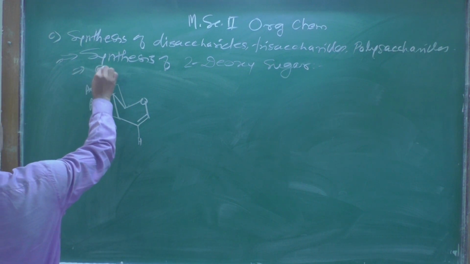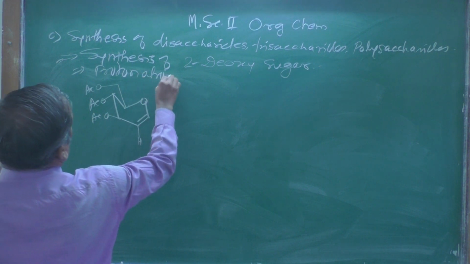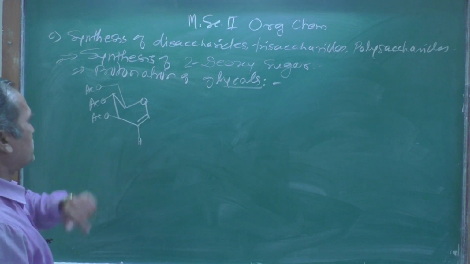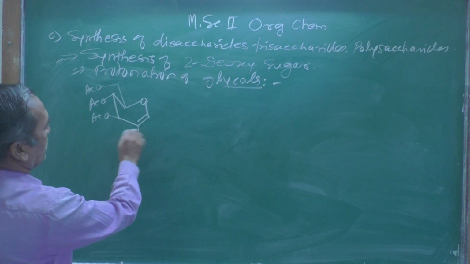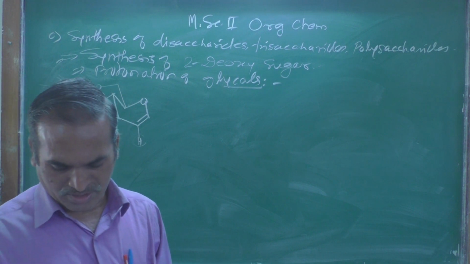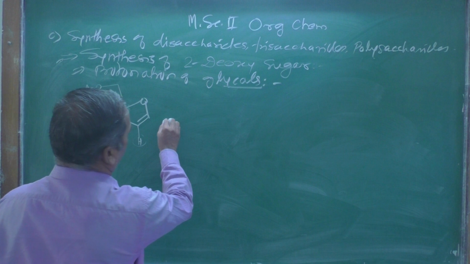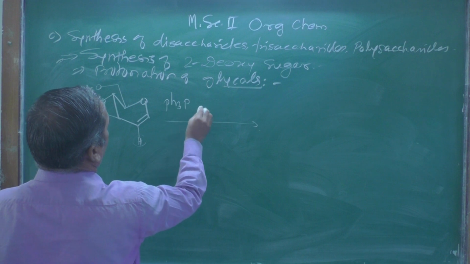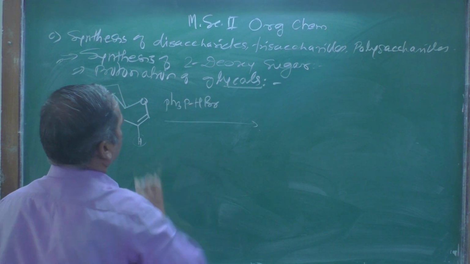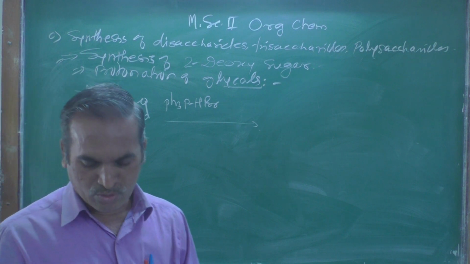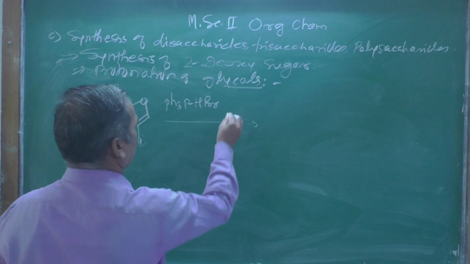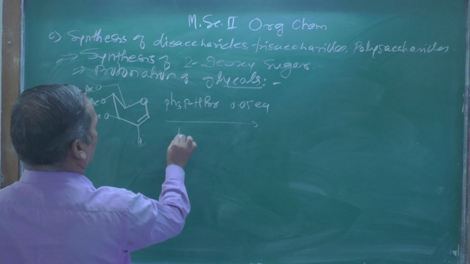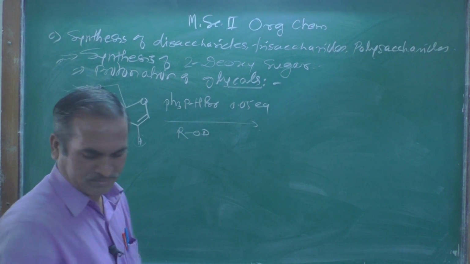the protonation of glycals. This is the structure of glycals. This is a hydrogen atom which may be acidic in nature, and when it is treated with a reagent like triphenylphosphine hydrobromide, 0.05 equivalent, in the presence of deuterated alcohol.